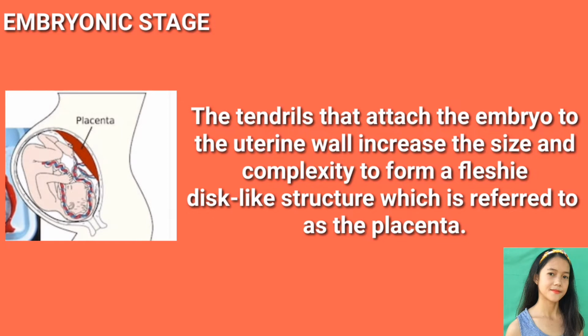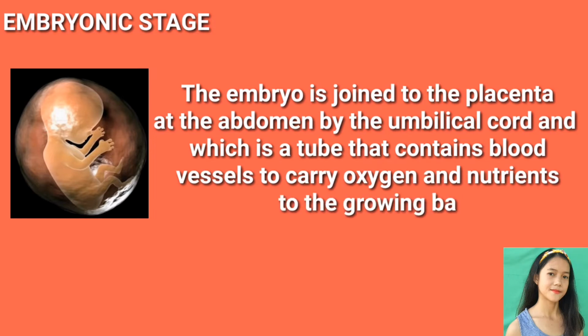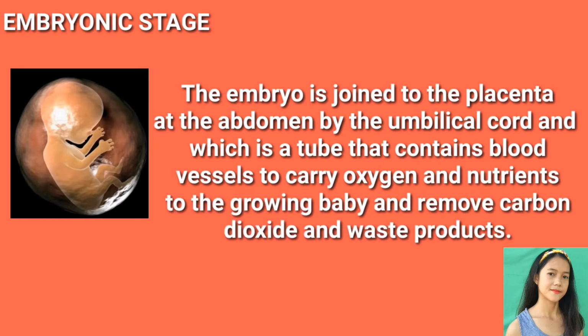The tendrils that attach the embryo to the uterine wall increase in size and complexity to form a fleshy disc-like structure, which is referred to as the placenta. The embryo is joined to the placenta at the abdomen by the umbilical cord, which is a tube that contains blood vessels to carry oxygen and nutrients to the growing baby and remove carbon dioxide and waste products.